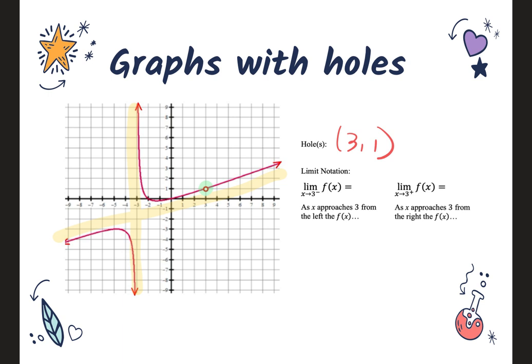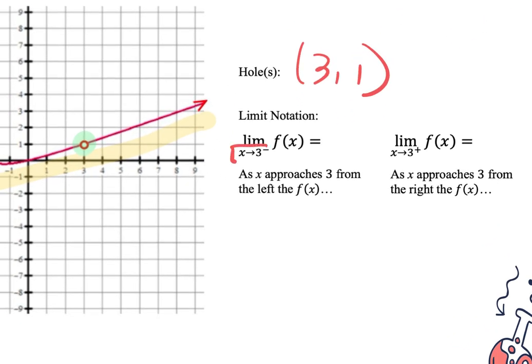And then you're going to use limit notation to describe the hole. So what's super important is you need both sides of this. I need to know what's happening as x comes from the left side, and I need to know what's happening as x comes from the right side. But in both of those cases, the y value is your answer. So the y coordinate of your hole, which is 1, would be where f of x is at the hole. So as x approaches 3 from the left, f of x equals 1. And as x approaches 3 from the right, f of x also equals 1.